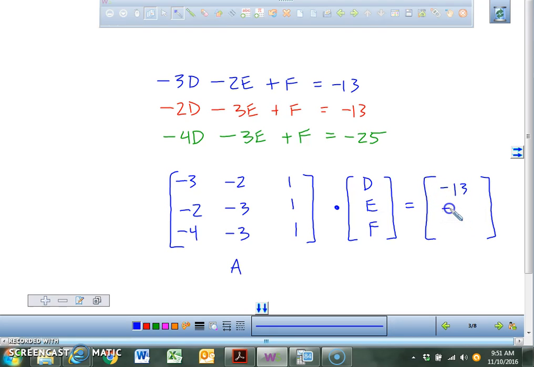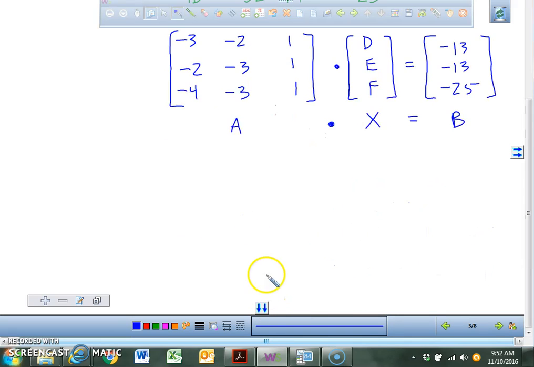-13, -13, -25. I'm going to call this matrix X, and I'm going to call this matrix capital B. I need you to understand, matrix A times matrix X will equal matrix B. Now, if I want to know what matrix X is equal to, which will give me the values for D, E, and F.